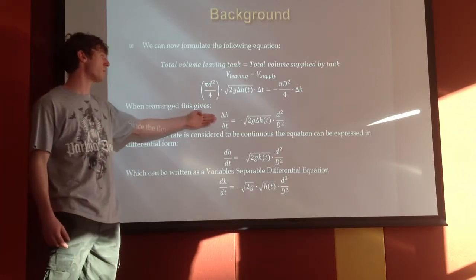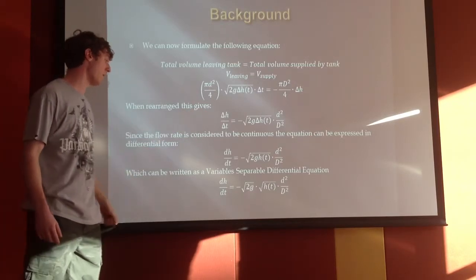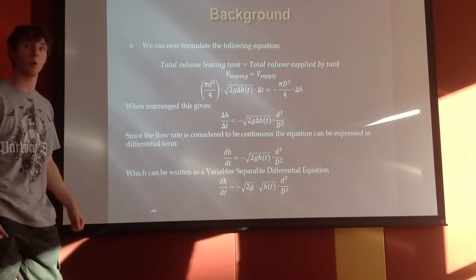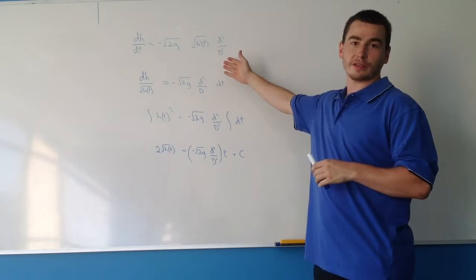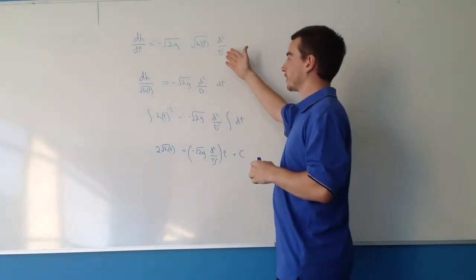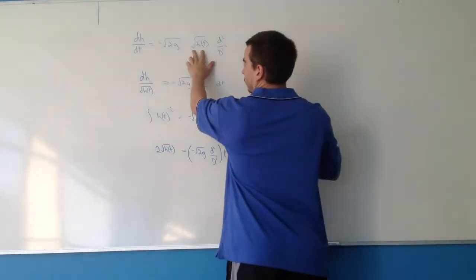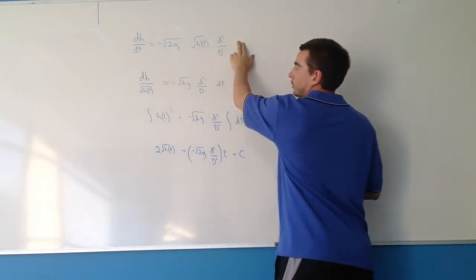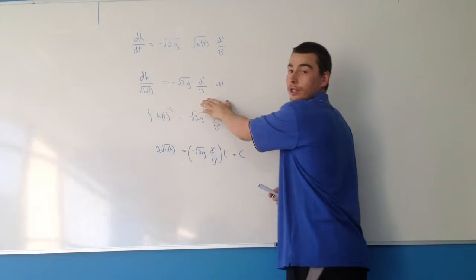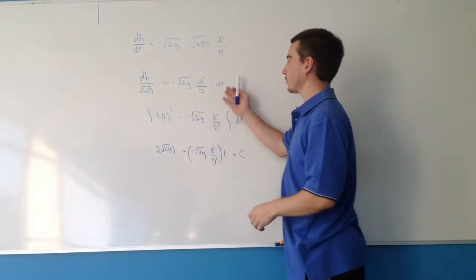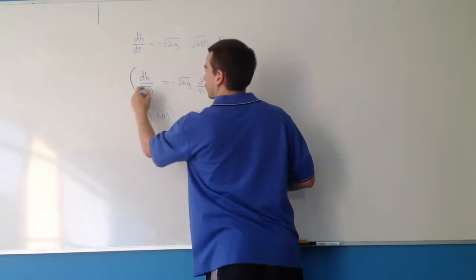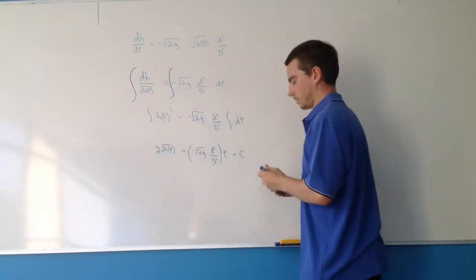Rearranging, we end up with this difference form here, and then simplifying again, we end up with the variable separable differential equation below. Up here is the equation that we start with. So to get to the next equation, all we do is we take this root h to the other side, swap it with the delta t, and we produce this equation here. Once we have this equation, we just simply integrate both sides.